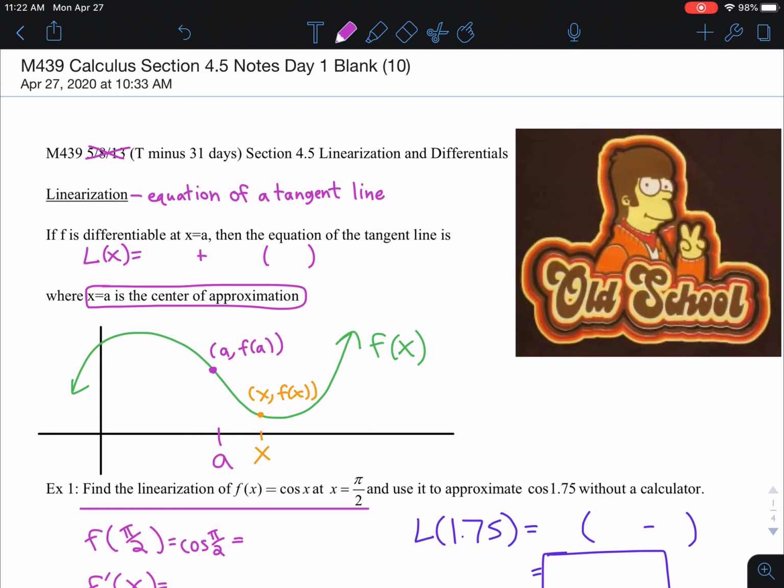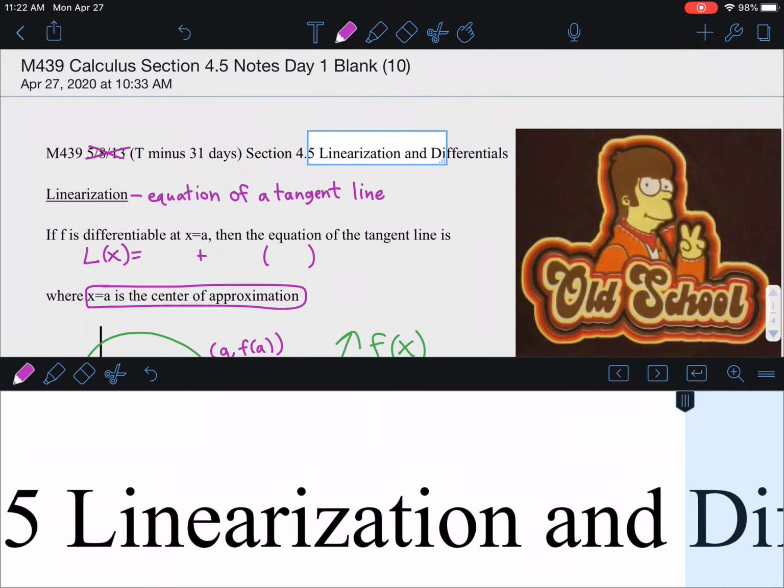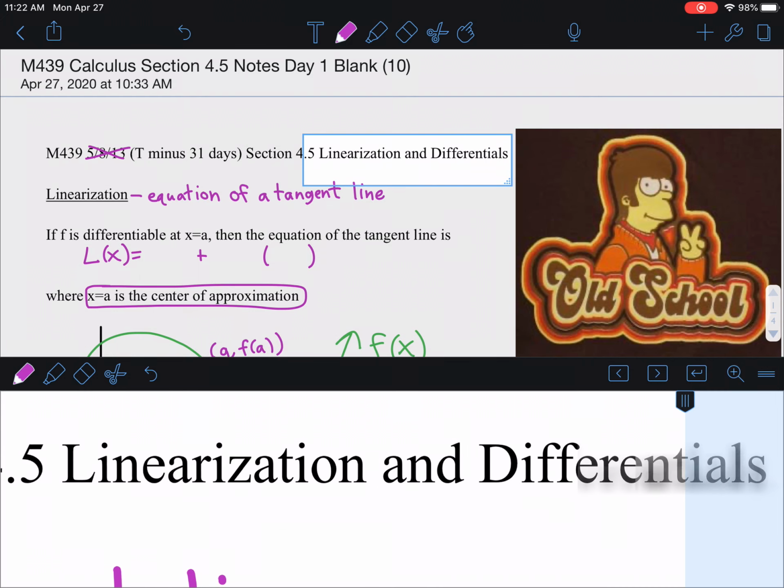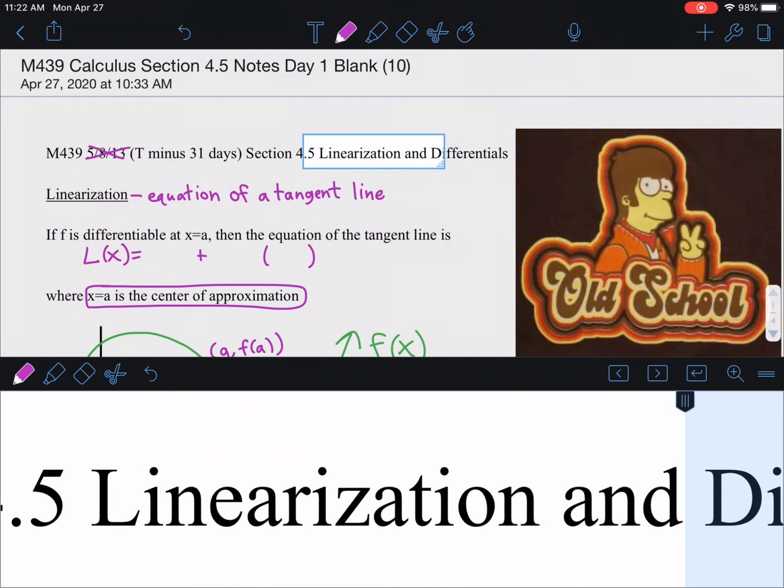All right, ladies and gentlemen, welcome back to section 4.5, day 1. Today we're talking about two big topics, linearization and differentials. We're going to tackle each of these separately, and we're going to start with what I think is the easier of the two, which is linearization.